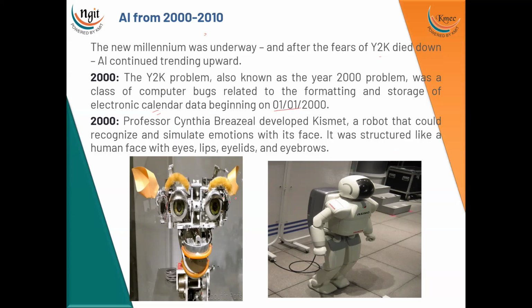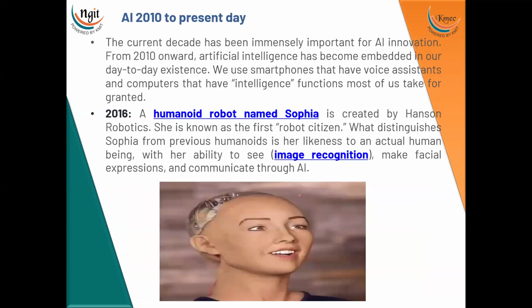And see, these are the two advancements made after 2000, how robot advancement has been made with the help of AI. You can see these two diagrams. And AI from 2010 to the present day. In the current decade, there is AI innovation, and AI has become embedded in our day-to-day existence. Yes, we use smartphones, voice assistants, and intelligent functions.